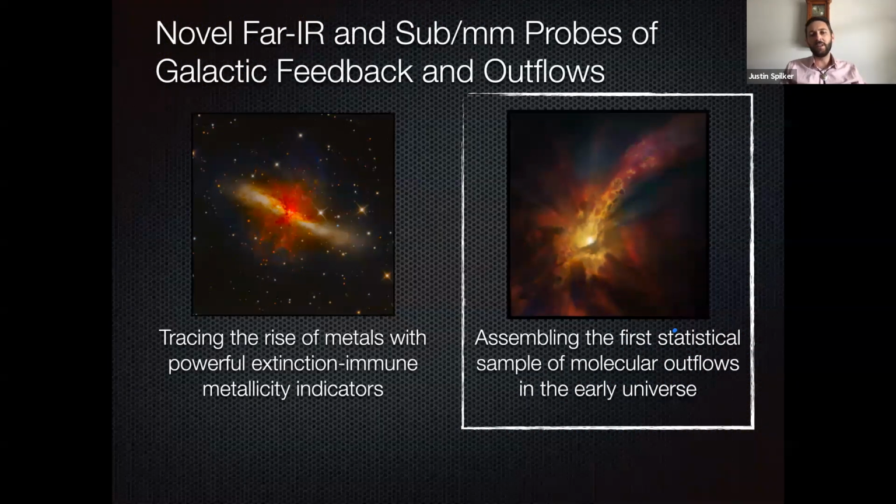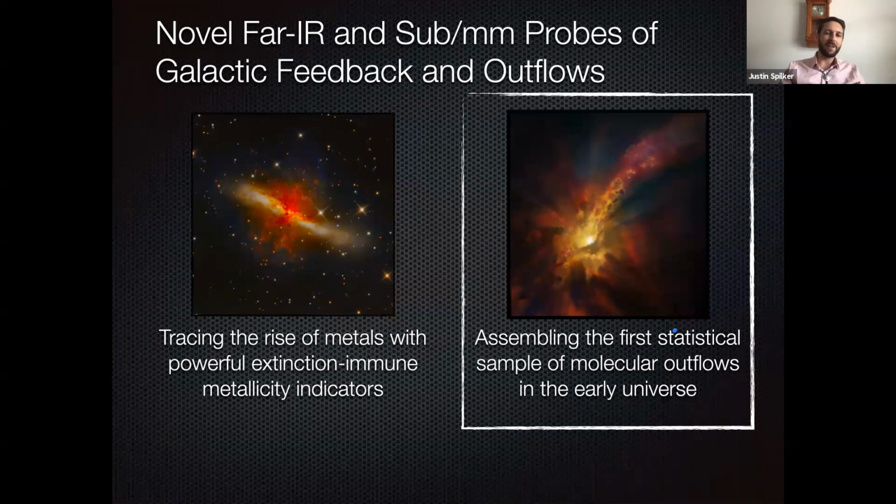And we're basically going to try to understand if we can assemble a statistical sample of molecular outflows in the early universe. And to do this, I'm going to focus on really highly obscured galaxies because they're incredibly bright. If you don't know what you're looking for, you start with the brightest objects out there and work your way into fainter samples as time goes on.